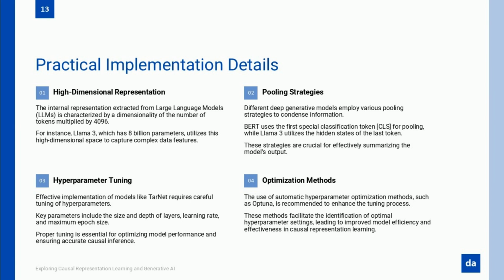Tuning these parameters manually can be time-consuming, but luckily we have tools to automate the process. OPTUNA, for example, is a hyperparameter optimization framework that intelligently searches for the best settings based on performance metrics. Instead of guessing which parameters work best, OPTUNA systematically tests different combinations and finds the optimal configuration.